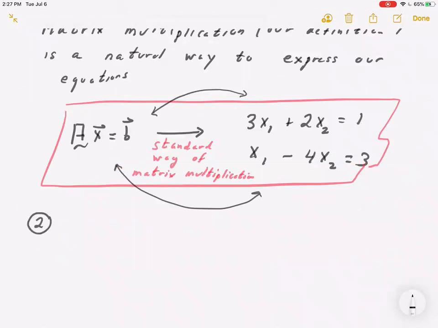Second point we want to revisit. Now that we have a better feel for why we multiplied matrices the way we did in the past, there is another way that we can view matrix multiplication.